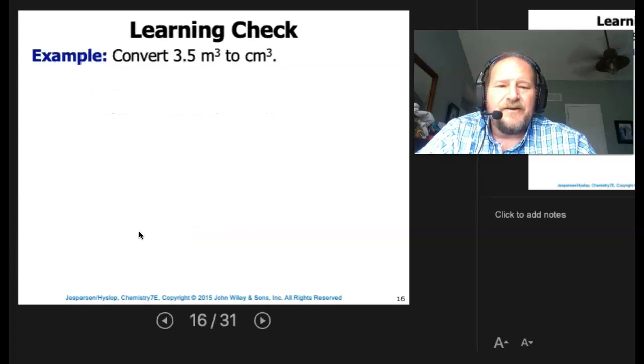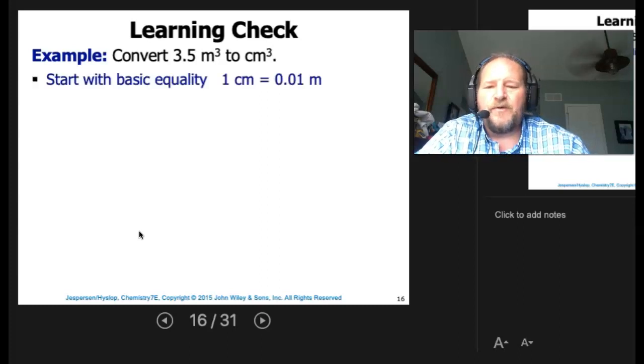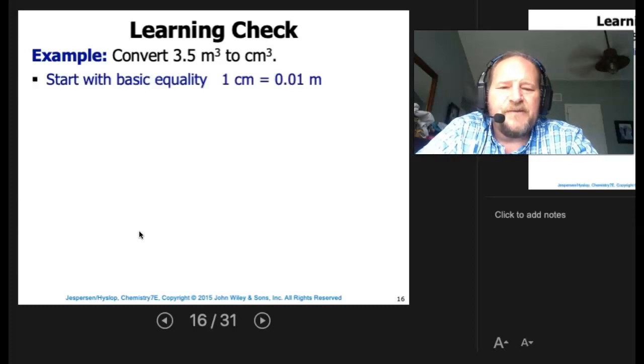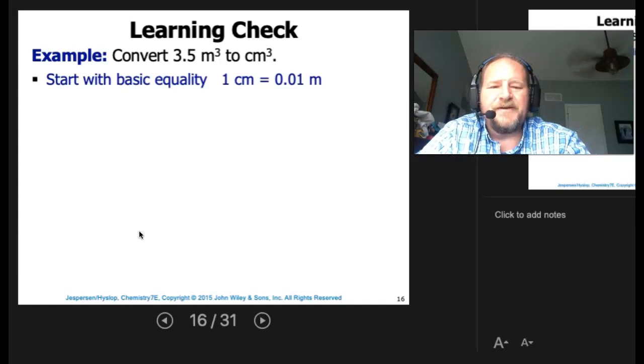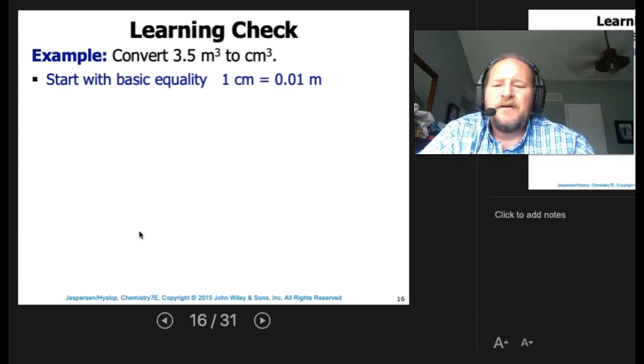All right, learning check. Convert 3.5 meters cubed to centimeters cubed. Your basic equality here would be 1 centimeter is equal to 0.01 meters. I'm going to pause here so you can get a chance to work it out and get ahead of me.